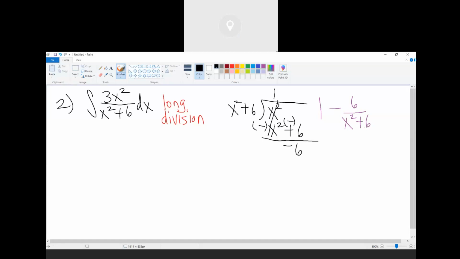All right, let's separate our problem into two different integrals. We have the integral of 1 dx minus, and I'm going to go ahead and move that 6 in front of our second integral, 6 times the integral of 1 over, and I'm also going to swap the terms in the denominator, and you'll see in just a second why I'm doing that. So I'll just rewrite the denominator as 6 plus x squared dx.